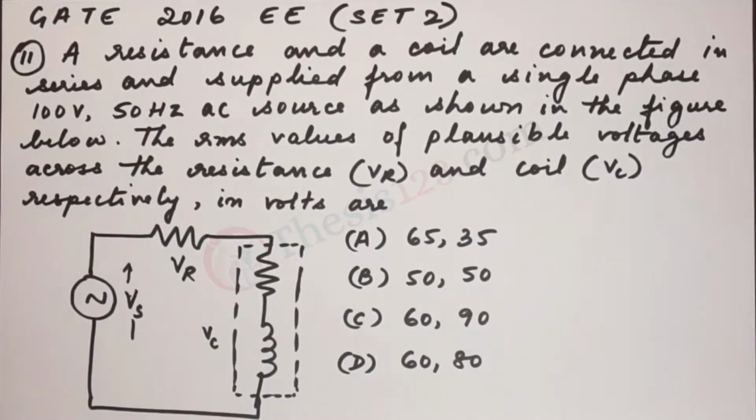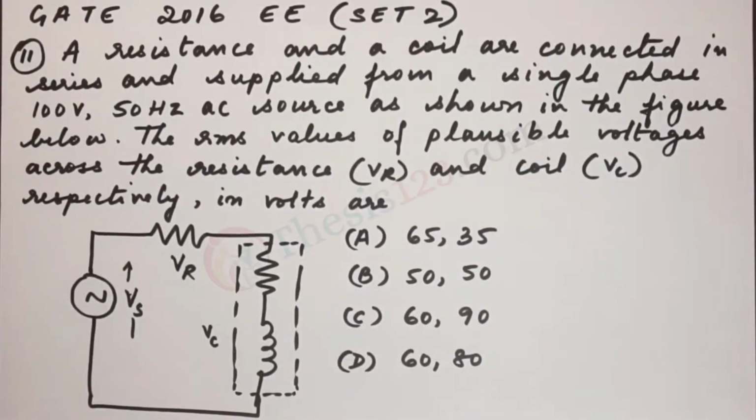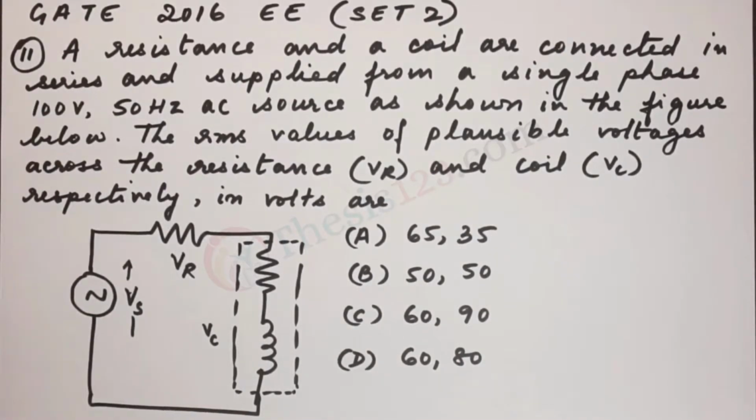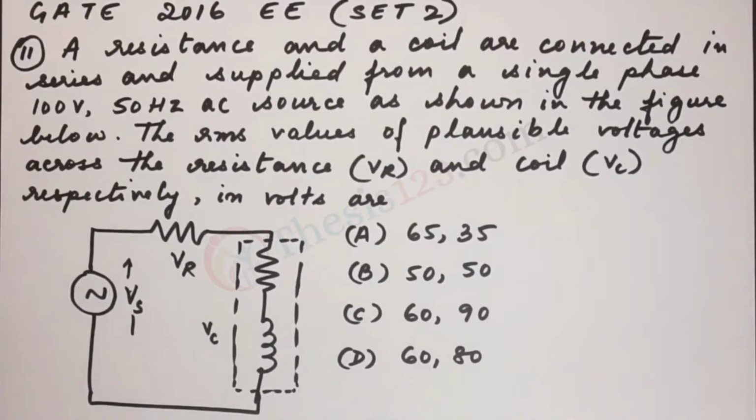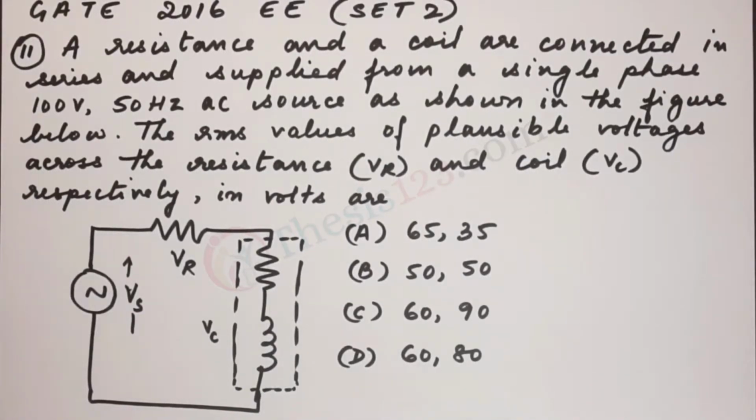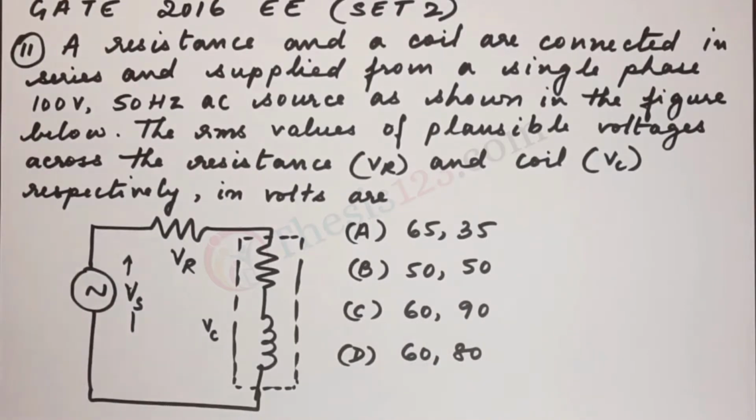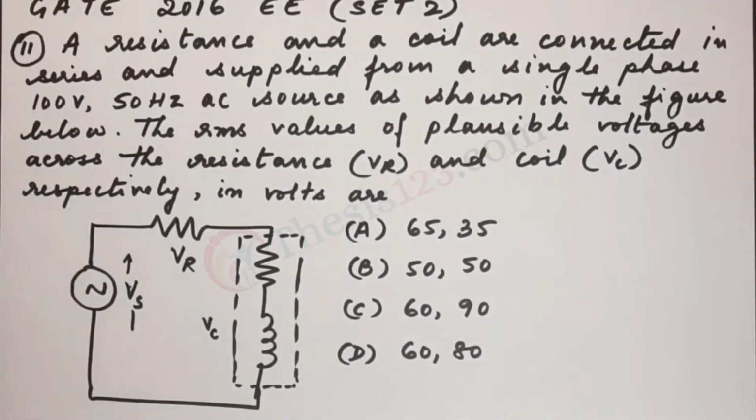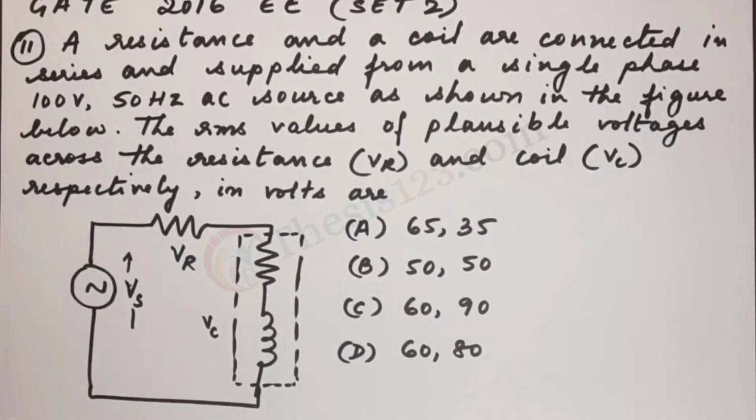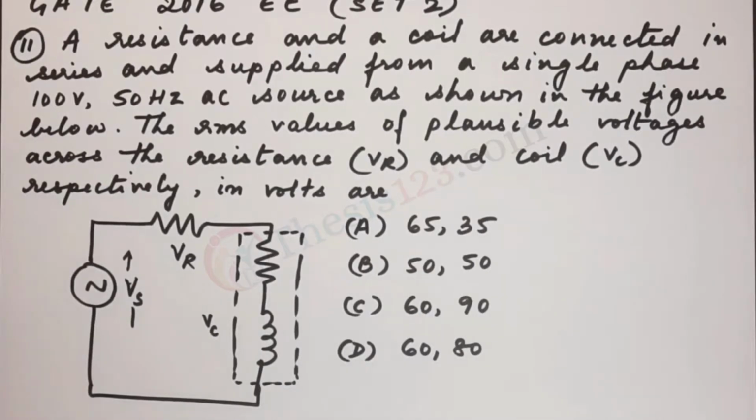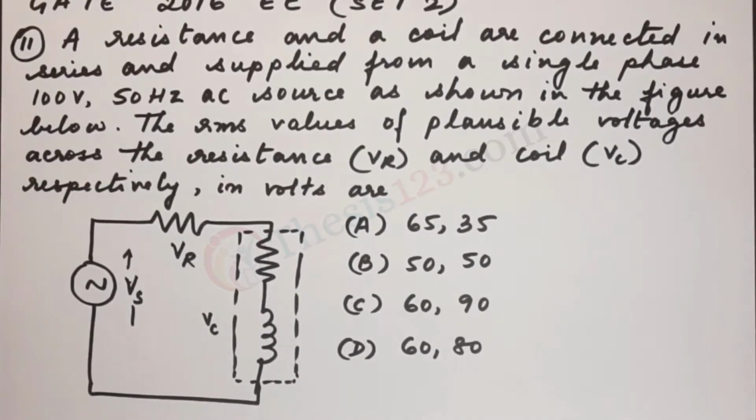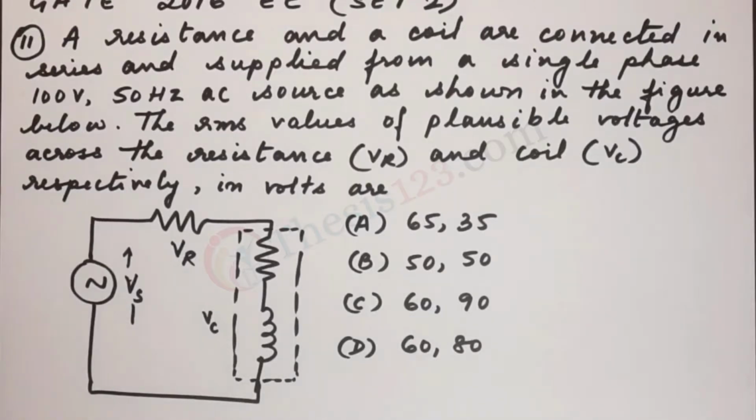A resistance and a coil are connected in series and supplied from a single phase 100 volts 50 Hz AC source as shown in the figure below. The RMS values of plausible voltages across the resistance VR and coil VC respectively in volts are.